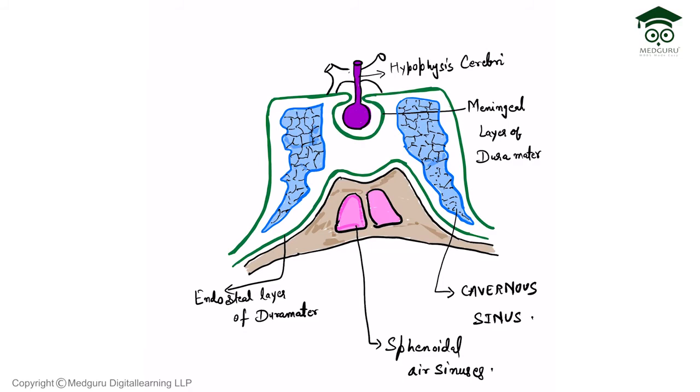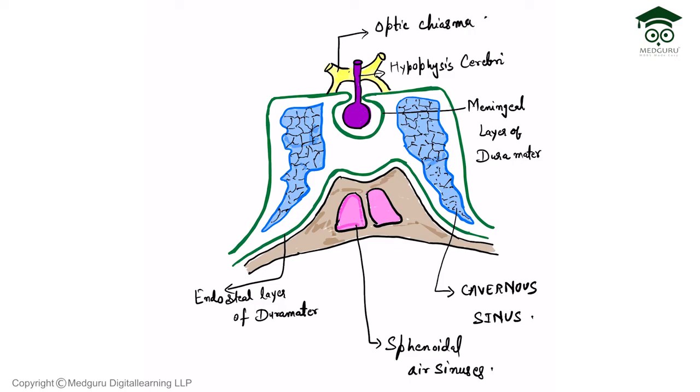On the superior aspect we have used yellow color, and this yellow color is the optic chiasma and tract. The superior relation of cavernous sinus is optic chiasma and optic tract. Along with it, with red color, the superior relation drawn is the internal carotid artery. So this structure which is made superiorly is the internal carotid artery.